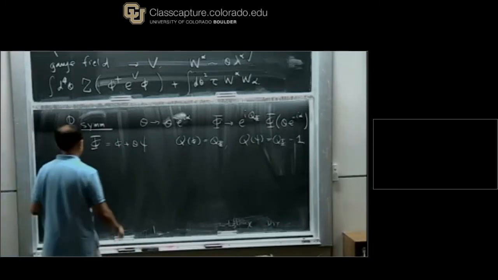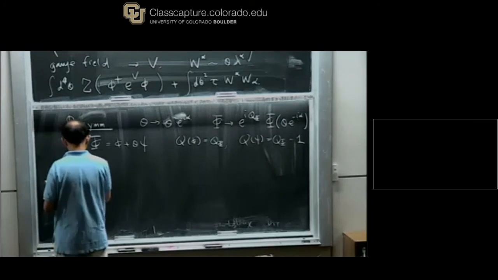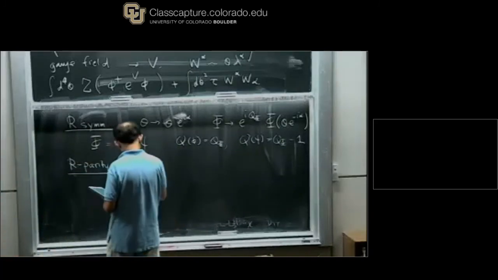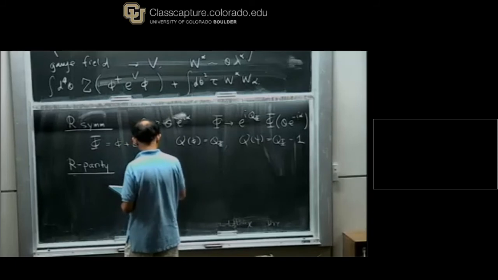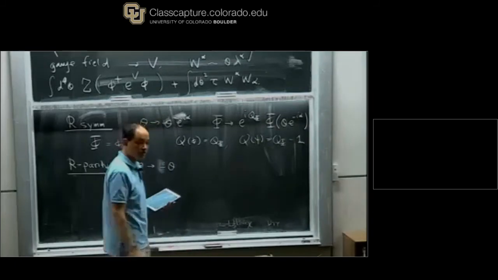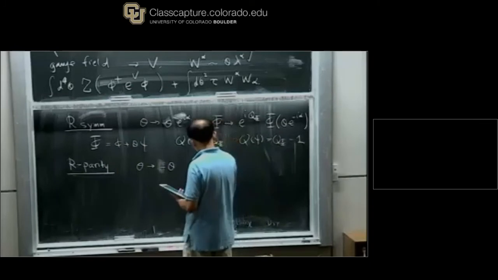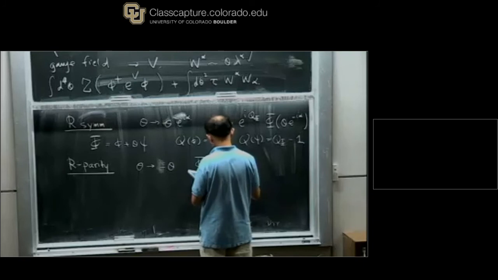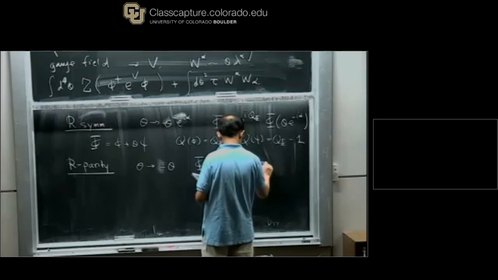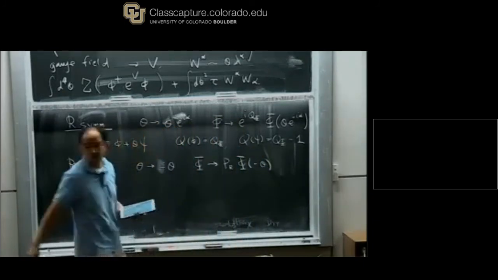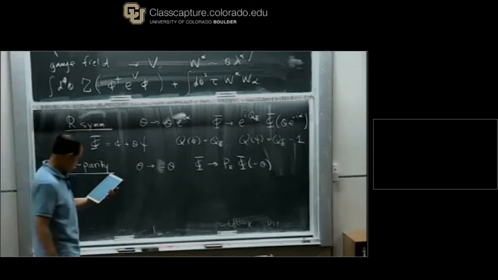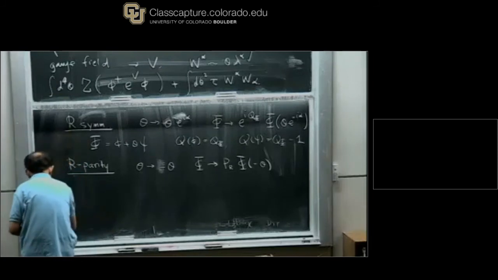On the other hand, it turns out we can take a subgroup of it called R parity, which can be consistently imposed. Theta goes to negative theta, where phi now goes to something, and this I can choose to be plus or minus one. That's my choice basically.